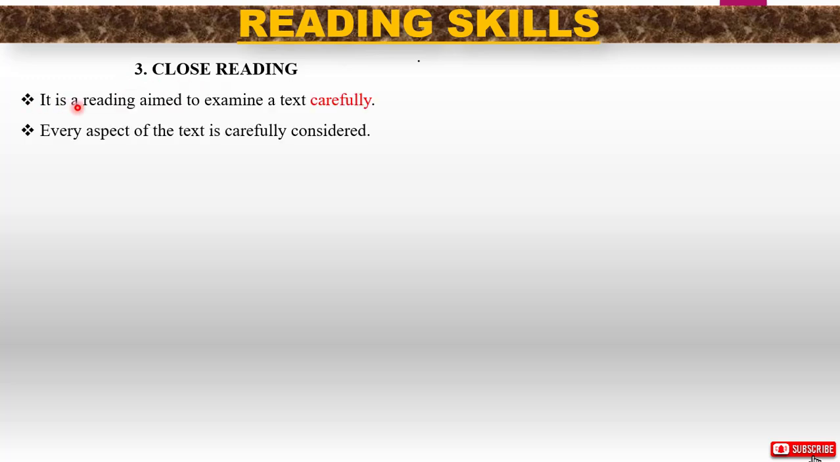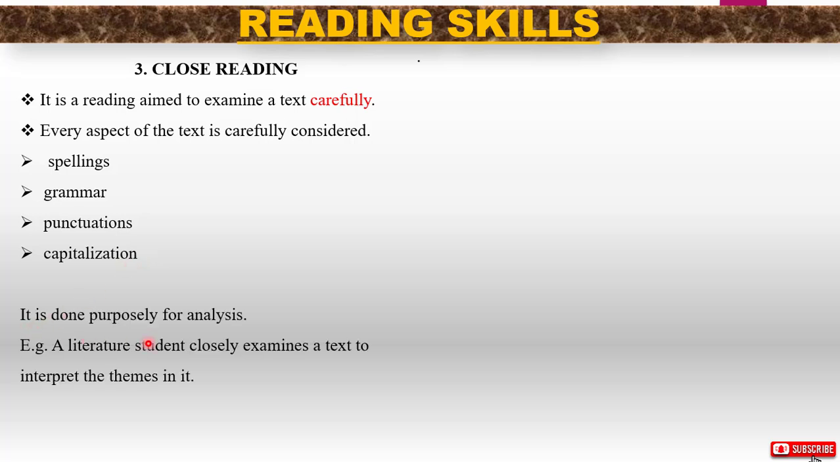What is the meaning of close reading? This is the exact opposite of skimming and scanning. It is a reading aimed to examine a text carefully. So over here, you don't just glance through the text or look for specific information. What you do is that you take your time and you read to examine the text carefully. This means that you are going to consider every aspect of the text. For example, you will check spellings, grammar, punctuation, and capitalization. You are doing a careful reading of the text in order to do analysis. This is what we mean by close reading.